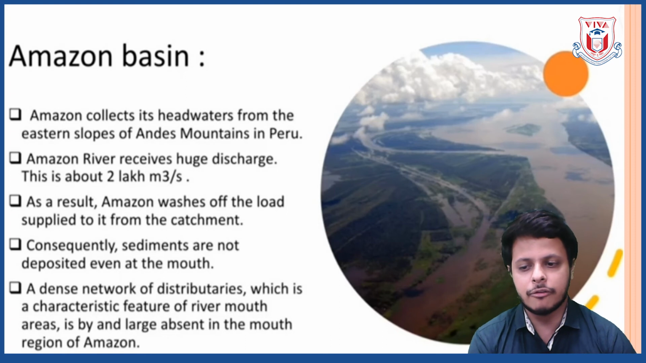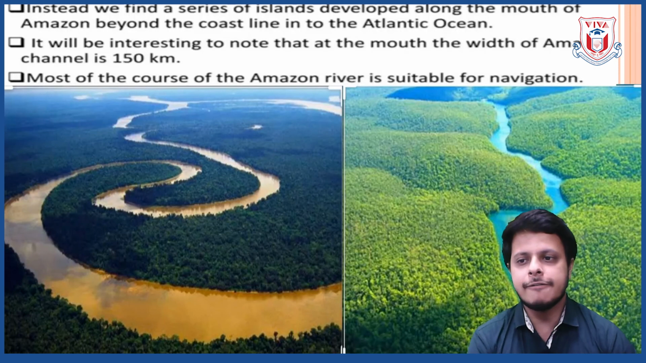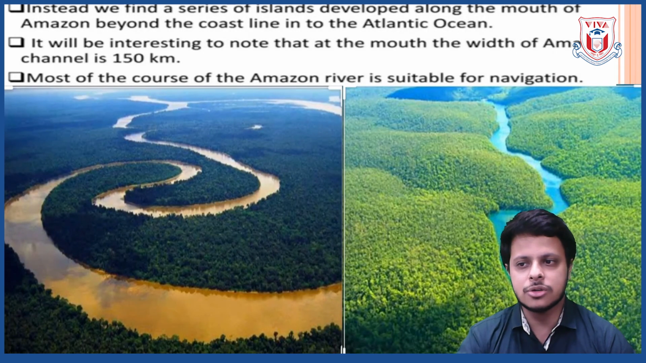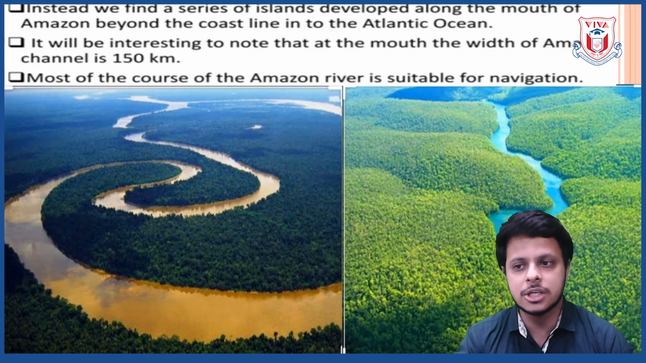A dense network of tributaries, which is a characteristic feature of river mouth areas, is by and large absent in the mouth region of Amazon. Instead, we find a series of islands developed along the mouth of Amazon beyond the coastline into the Atlantic Ocean. It will be interesting to note that at the mouth, the width of Amazon channel is 150 km. Most of the course of the Amazon River is suitable for navigation.